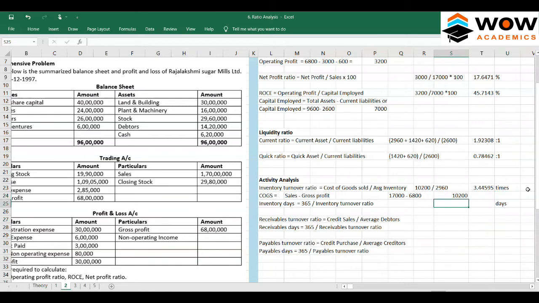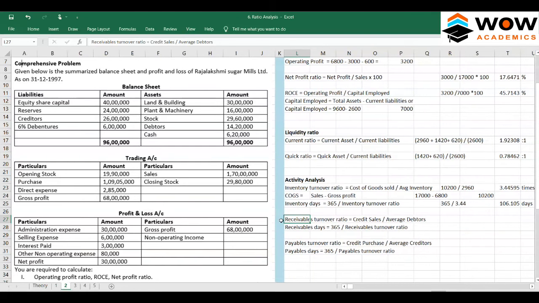So in terms of days, if we are going to compute, it would be 365 divided by 3.4444. So let's get the answer. Answer is 106 days. Then we'll move on to the receivables.